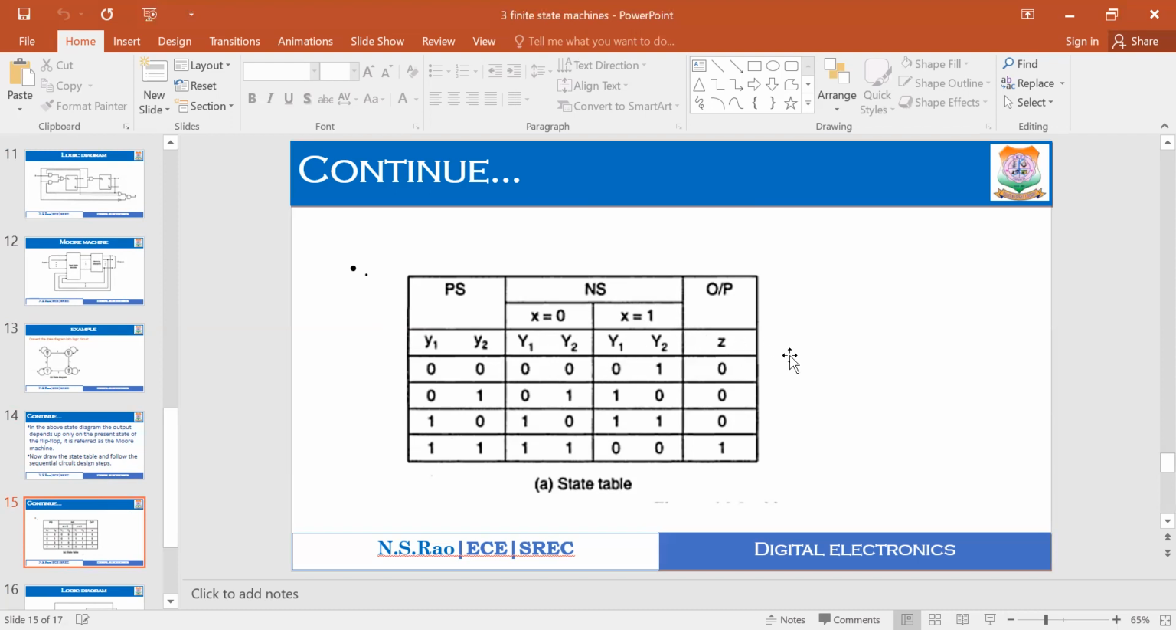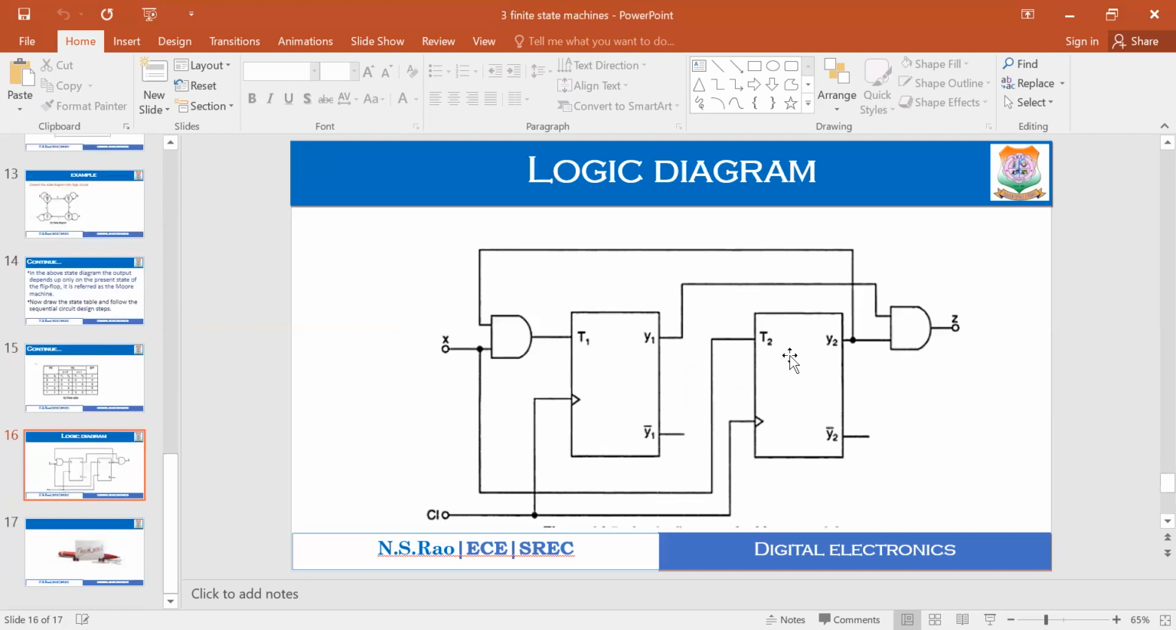Whenever you solve this table with respect to the K-map, you can design the circuit with the flip-flop as per our requirement. Here we can take a D flip-flop or JK flip-flop, and we can design the circuit here. In the previous case, we have taken the D flip-flop. Here we have taken the T flip-flop.